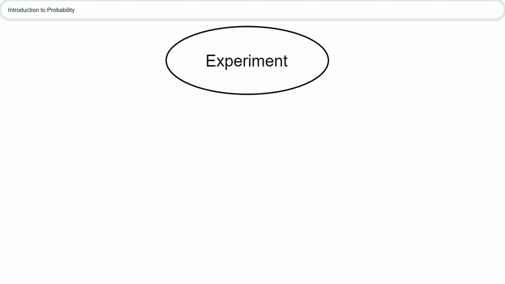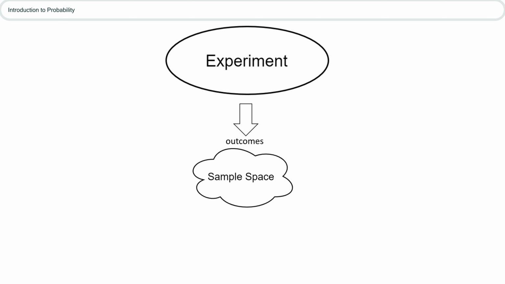Let's consider an experiment that produces a number of outcomes. The set of all outcomes is called the sample space of the experiment. The subsets of the sample space are called events.